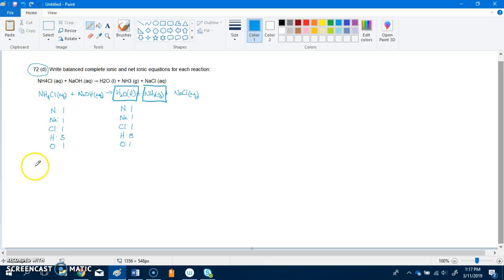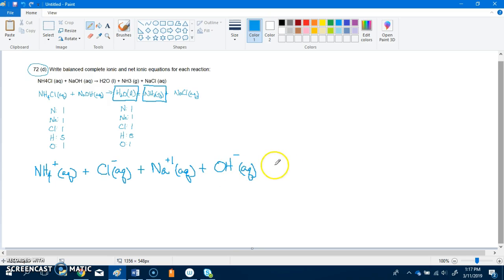So to do that, I'm going to take NH4, and when I look it up on my polyatomic table, I see that it has a charge of +1, and that's going to be aqueous. And then chlorine is my next one, and on the periodic table it has a charge of -1. And then for NaOH, Na, sodium is in group 1, so it's going to be +1 with the aqueous. And then OH on my polyatomic ion chart has a charge of -1, and that's going to be aqueous. So that's my reactant side.